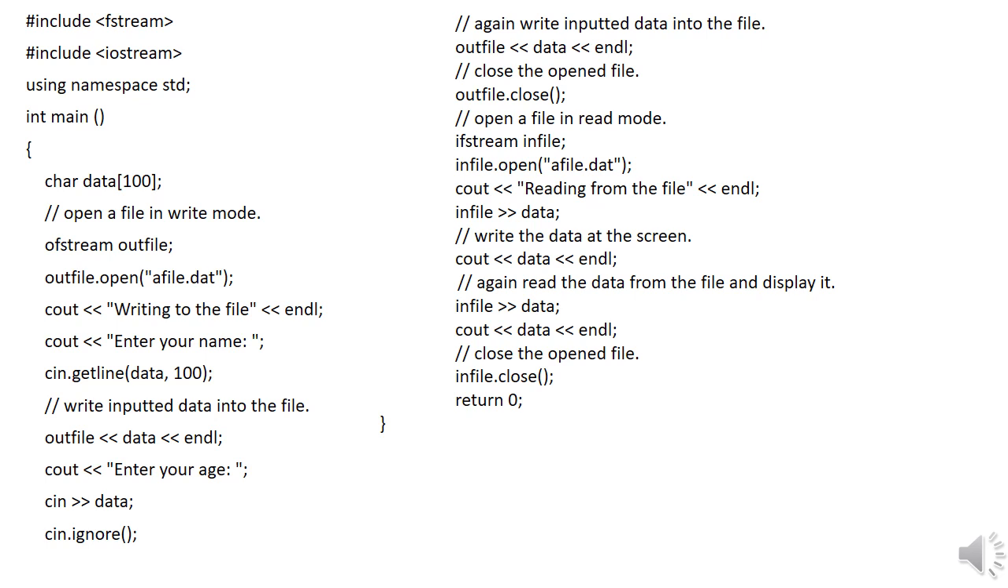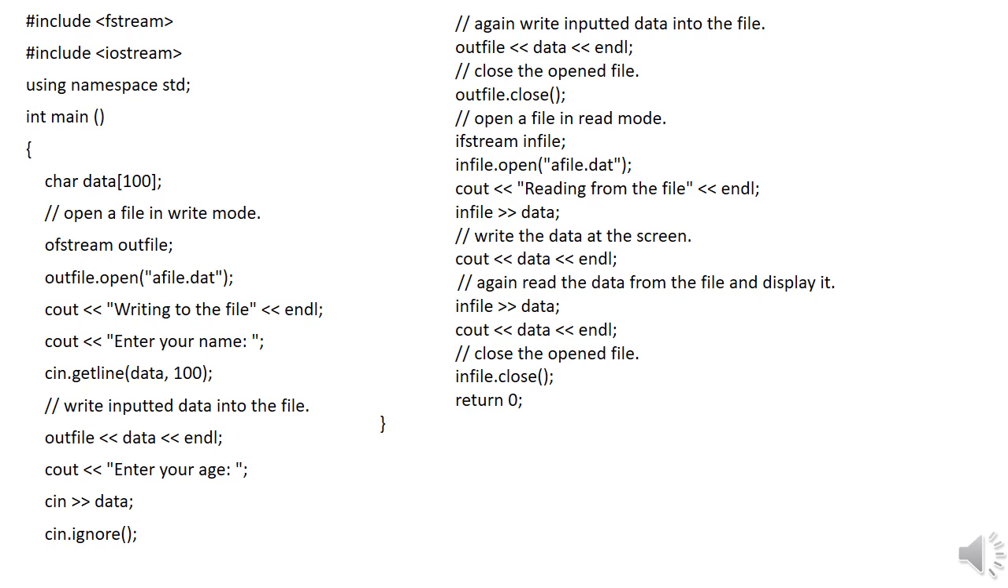Double less than is the stream insertion operator that you have to use along with the object name for writing data into a file, that we already discussed under the writing data into a file section. So outfile double less than data will write the name into the file afile.dat.